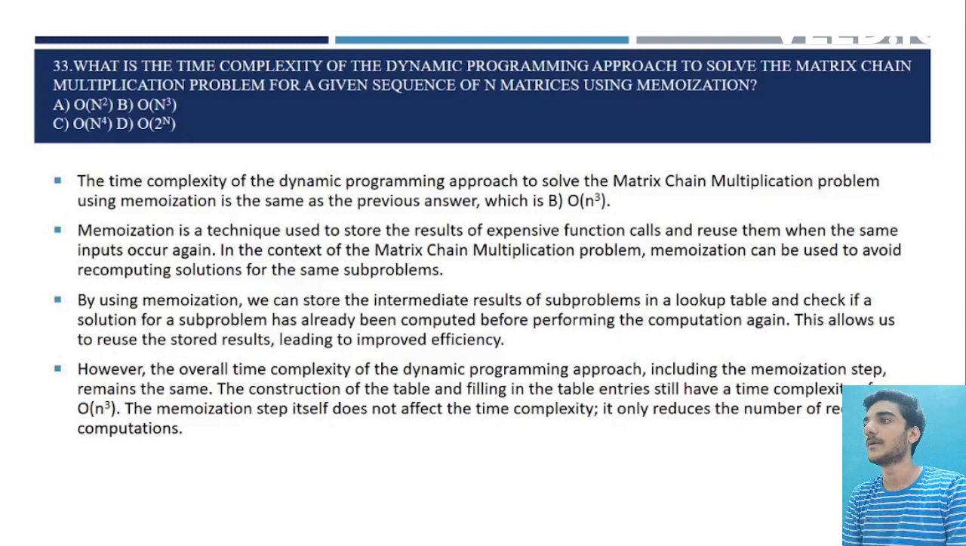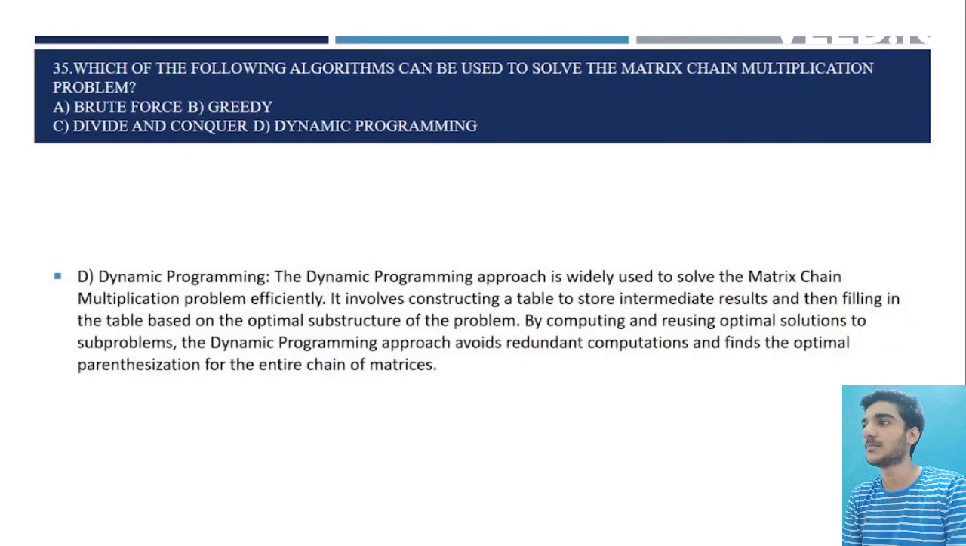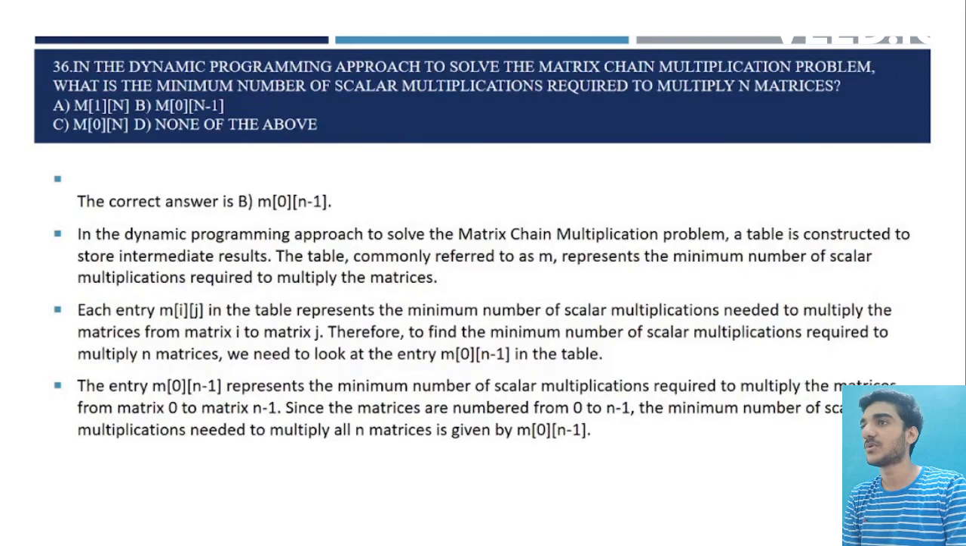Which of the following algorithm can be used to solve the longest common subsequence problem? Option B, dynamic programming. Which of the following algorithm can be used to solve matrix chain multiplication problem? Option D, dynamic programming. In dynamic programming approach to solve the matrix chain multiplication problem, what is the minimum number of scalar multiplication required to multiply n matrices? The correct option is m[0, n minus 1].